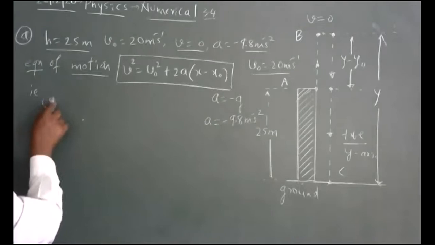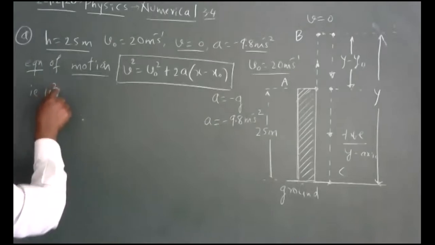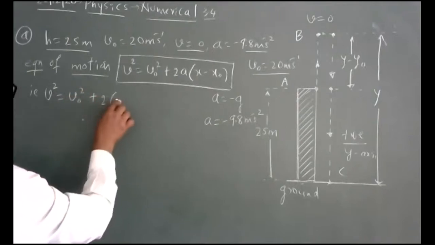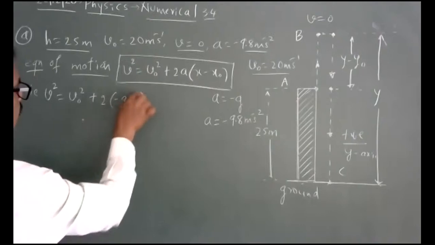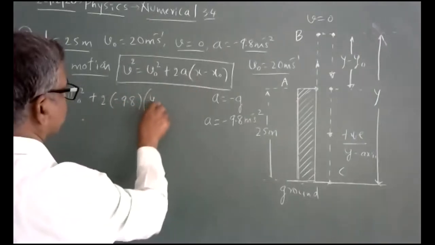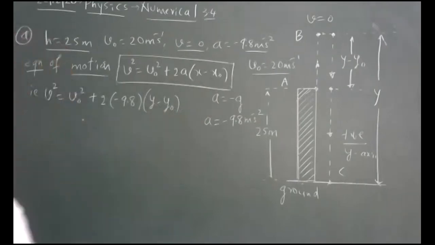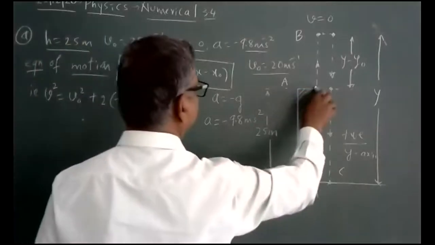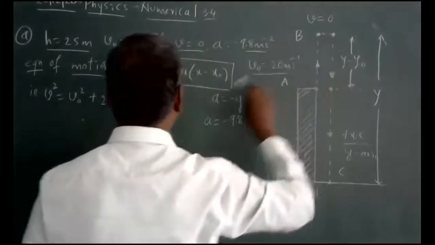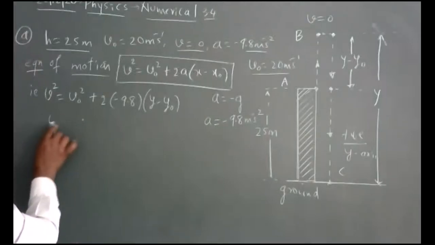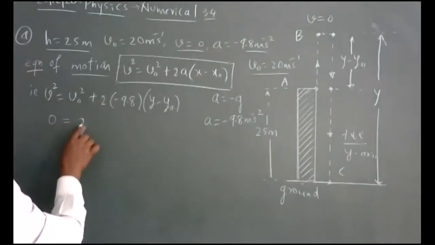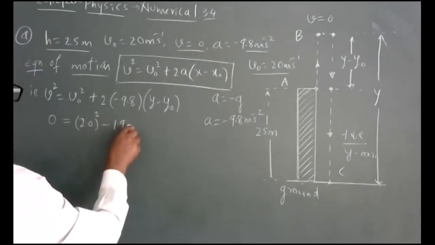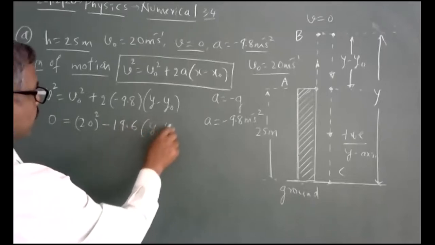That is, final velocity square equals initial velocity square plus 2 times a, which means minus 9.8. x minus x0 is replaced with y minus y0, because I need this distance A to B, from this height, which I am interested in. When I put it in, final velocity 0 is equal to initial velocity 20 square, and it is minus 19.6 times y minus y0.